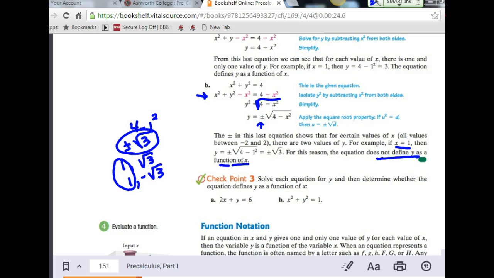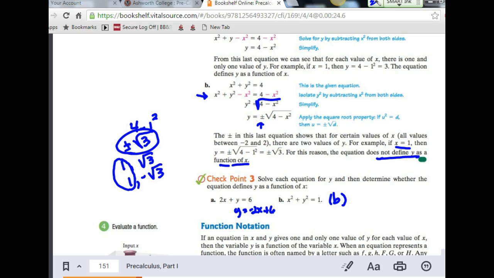Okay? And you could do the same thing for checkpoint 3. A, if you solve that for y, you'll find out that there's one and only one answer. If you solve for y, it's going to be just like part B was. You're going to end up with two values for y, which is unacceptable.